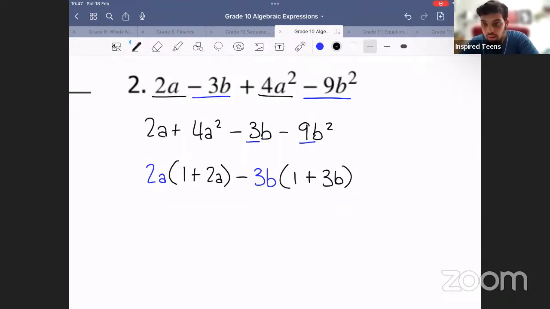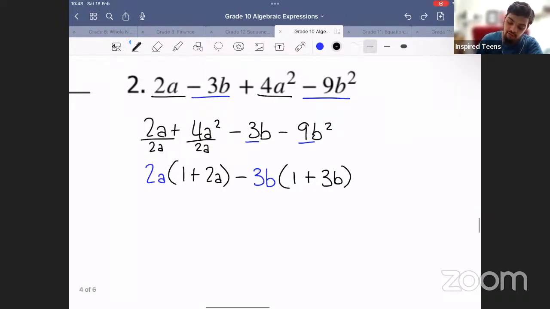Why is it 1 plus 2a in brackets? Okay, because you are dividing each term by the common factor. So you will write your common factor in front, then open up some brackets to see what you have left. What you have left is what you get when you divide by that common factor.